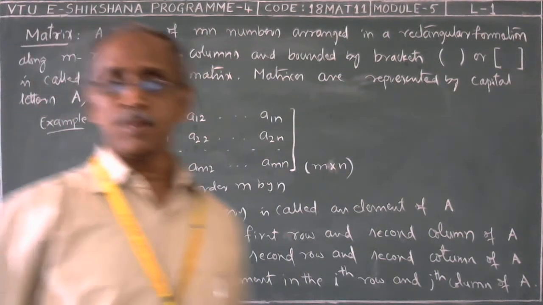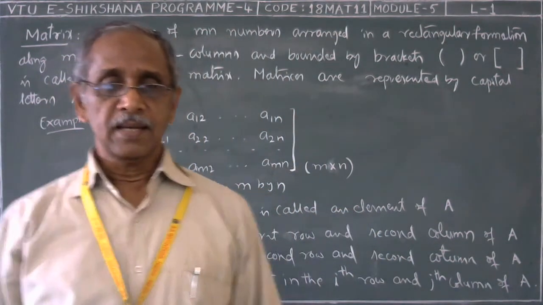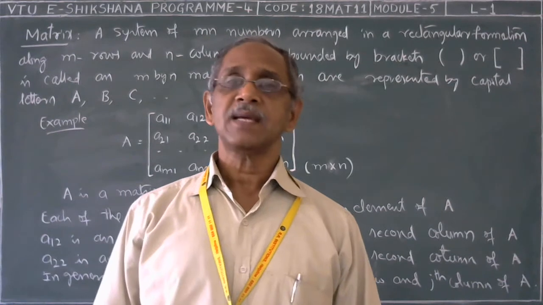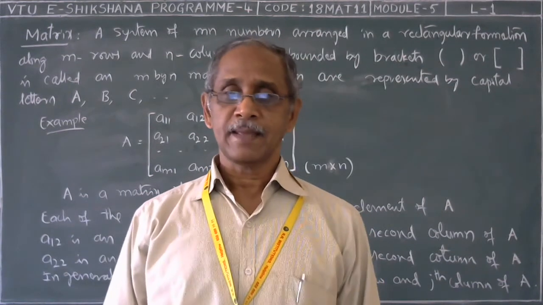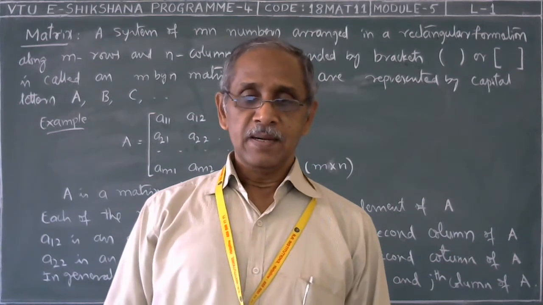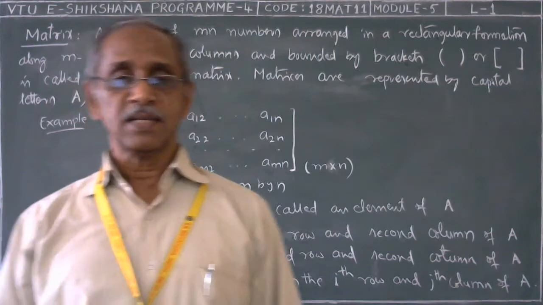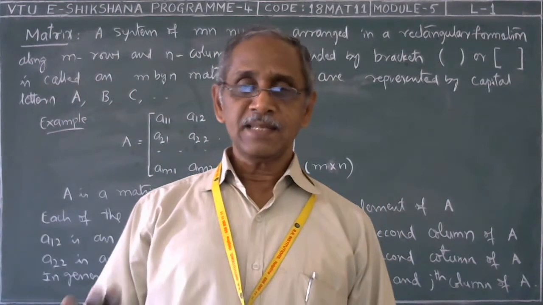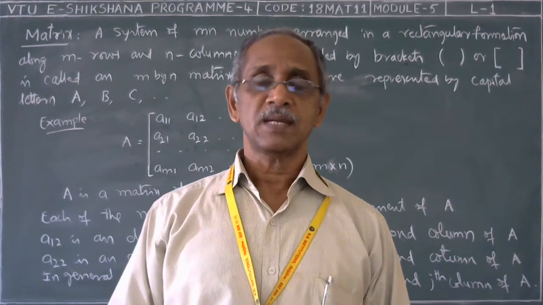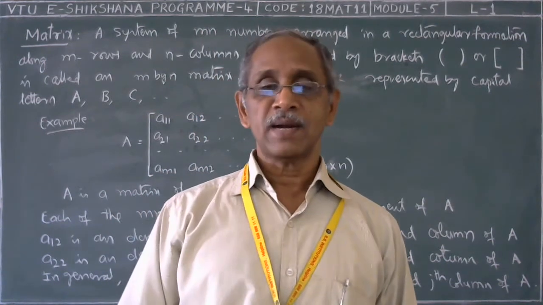So unlike determinants, which can be reduced to a single number, a matrix cannot be reduced to a single number. It should be treated as a different entity. The difference between the matrix and the determinant is the fact that interchange of rows and columns does not alter the determinant, but definitely gives a different matrix.